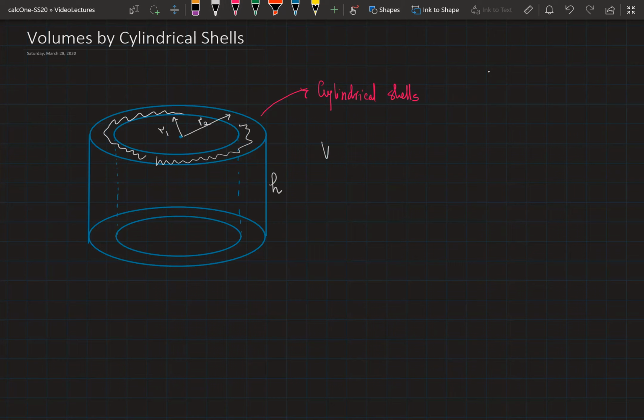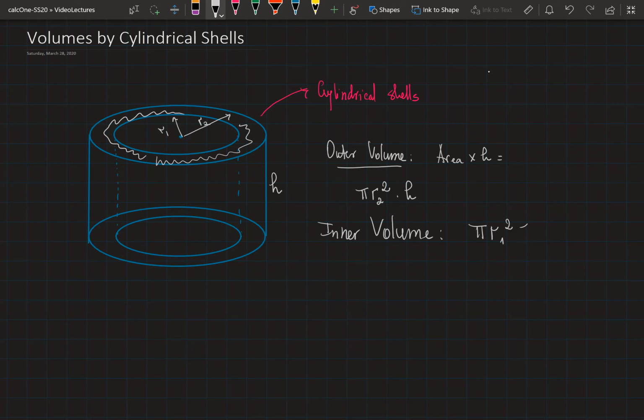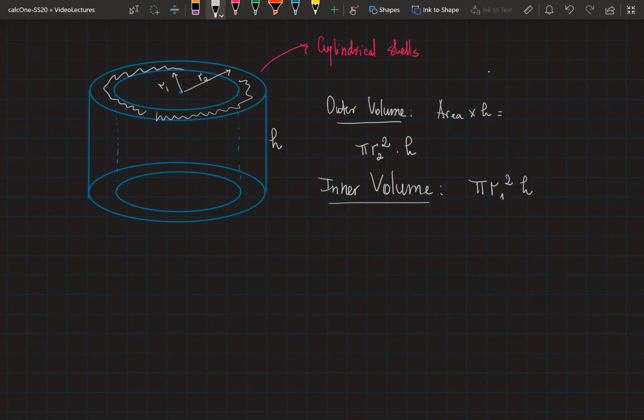So let me write down the outer volume. We always find volumes by multiplying the area of the base by the height, right? The area of the outer circle is pi multiplied by R2 squared, multiplied by h. The inner volume is again the area multiplied by h, which is pi R1 squared h. So the volume of the cylindrical shell is the outer volume minus the inner volume: pi R2 squared h minus pi R1 squared h.